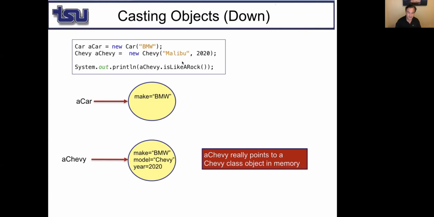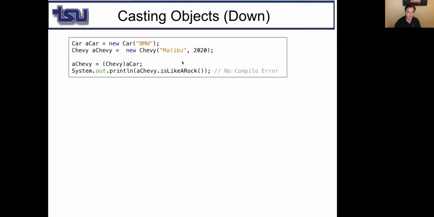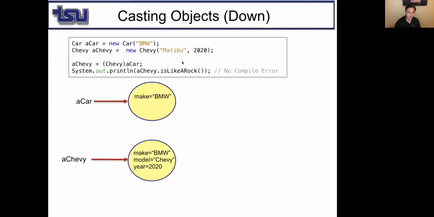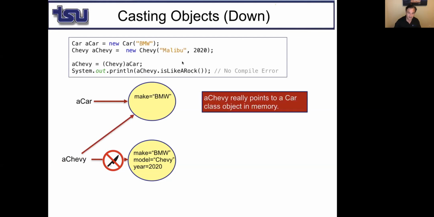That means a Chevy really points to a Chevy object in memory. So there's no problem here. isLikeARock will work. However, here we have a car. Again, there's a little mistake here. And here, a Chevy does not point to this memory space, but it points right here. Now, when I make a call to isLikeARock, a Chevy really points to a car class object in memory. So that's the issue, okay?